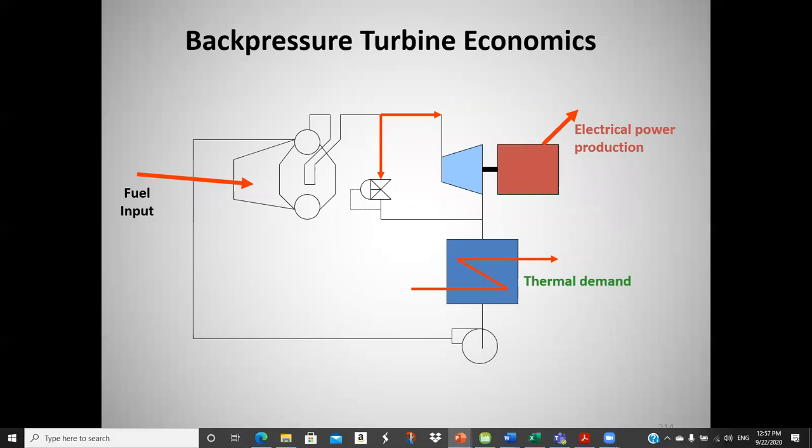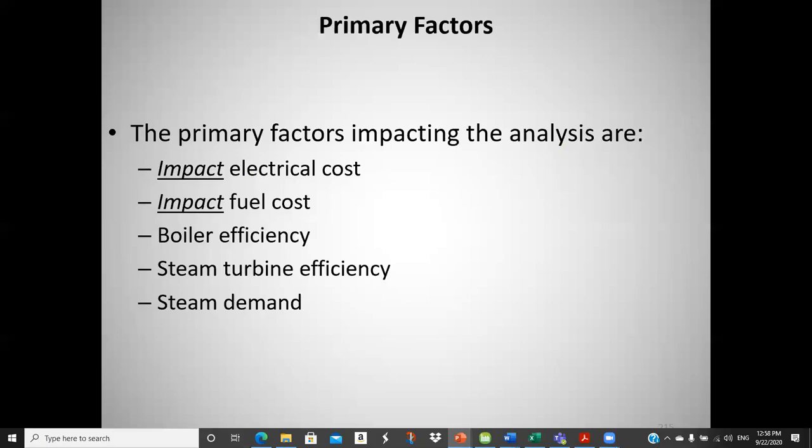Okay, backpressure turbine economics. Let's see. Primary factors impacting impact cost for electricity. And by impact cost, I mean the next one that you buy or the first one that you save. What's the value of that? It's not the average, but if you save 1 kilowatt hour, how much money does that put in your pocket? That's what we mean by impact cost. Impact fuel cost: if I have to buy 1 more unit of million BTUs, how much am I going to pay for it? Boiler efficiency, steam turbine efficiency, and steam demand.